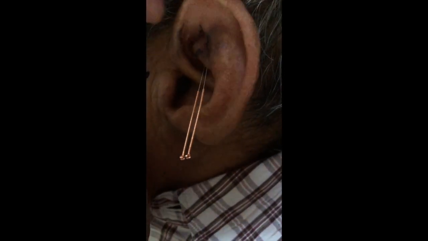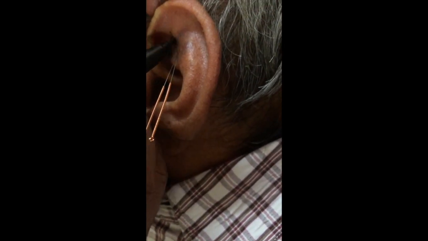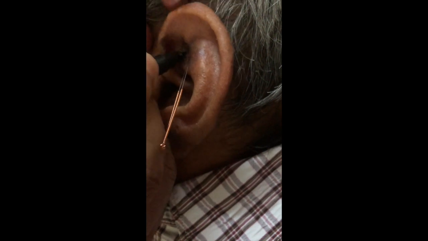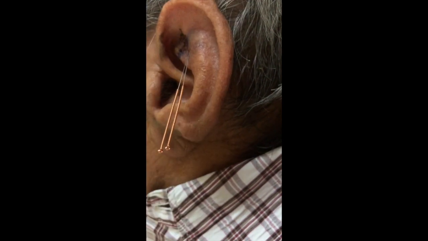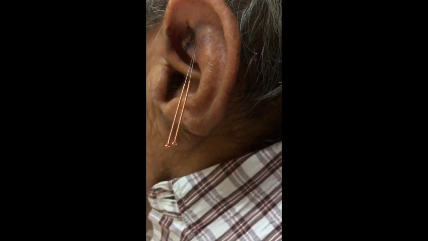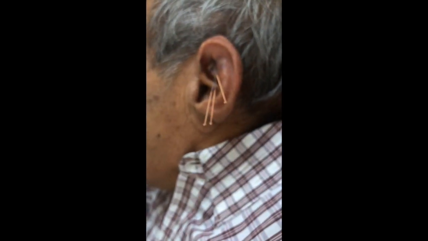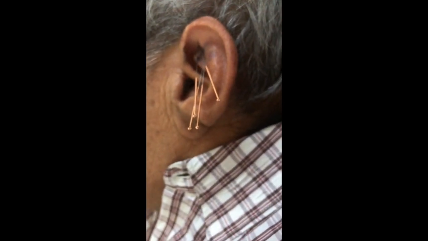We will further divide this middle part in three subdivisions: upper one, middle one, and lower one. Because the area is very small, it is better that I insert the needle. So upper one, then lower one. Upper one, needle in the liver point.